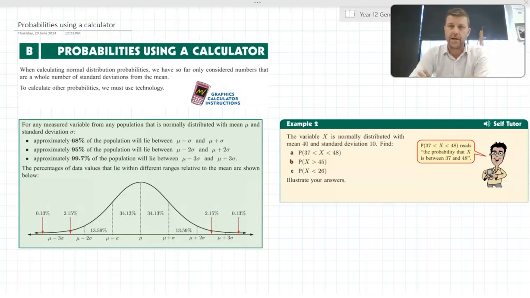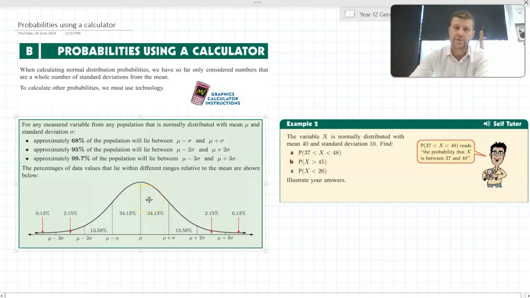Today's video I'm going to show you how to calculate probabilities using a graphics calculator when data is normally distributed. So in my previous video, the normal distribution curve, we looked at using the 68%, 95% and 99.7% rules to determine the probability or the percentage of data that would fall between certain values. But those values were whole standard deviations above or below the mean. Today we're going to be looking at values that don't fall on whole standard deviations above or below the mean. And how do we use our graphics calculator to find those?